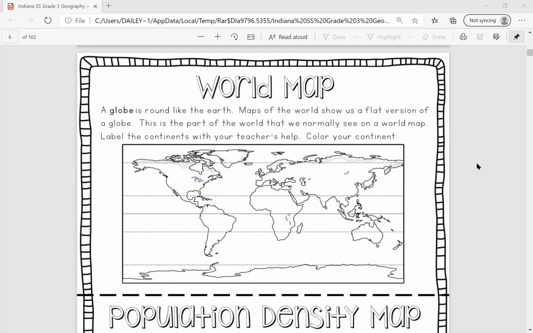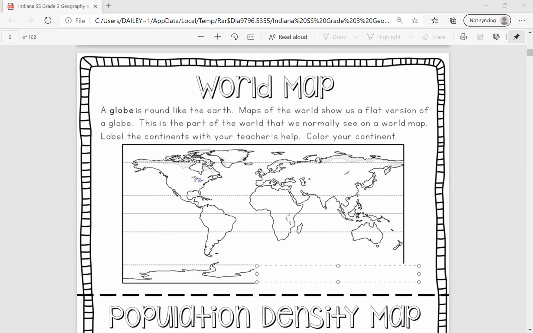Next, we have a world map. A globe is round like the Earth. Maps of the world show us a flat version of a globe. This is the part of the world that we normally see on a world map. Now you can label the continents with me and color in our continent. So there are 7 continents. We'll go through them quickly.